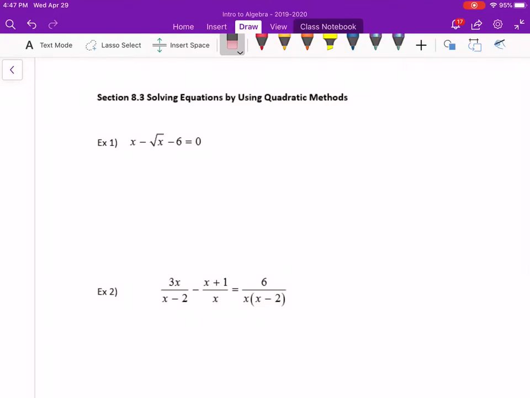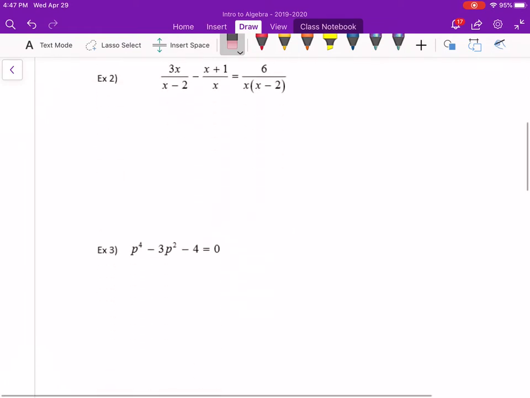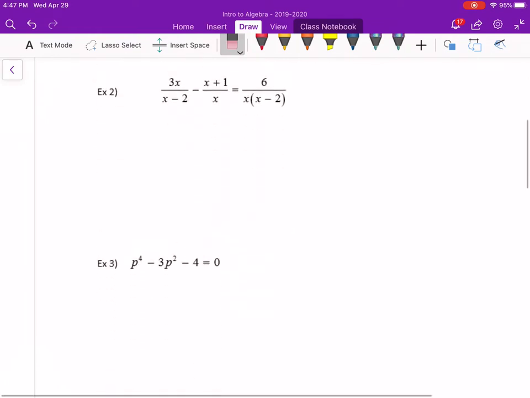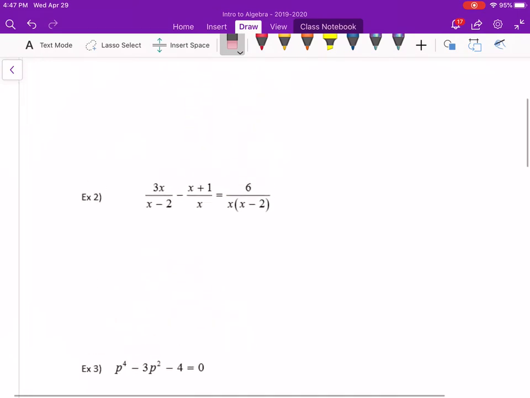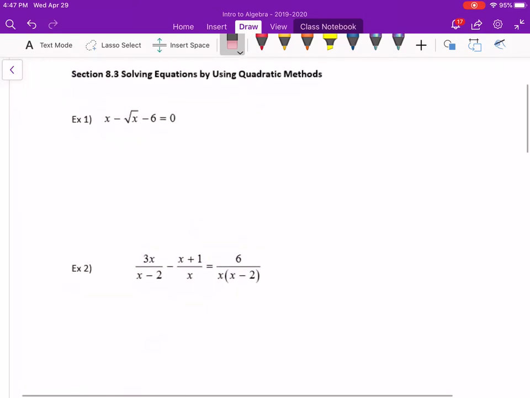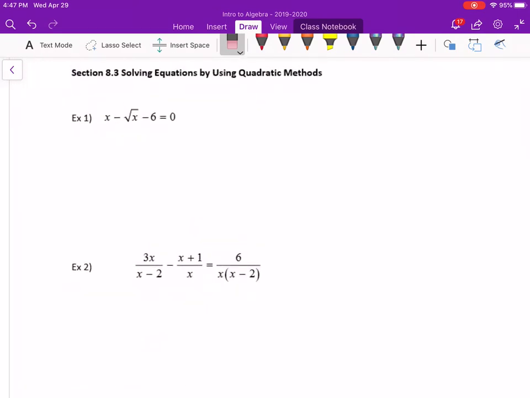All right, so we're going to look at kind of this random assortment of equations that aren't necessarily quadratics, right? There's no x to the second in example 1. There's no x to the second in example 2 or 3. There's something to the fourth, but we're using these methods that we've been using to solve quadratics throughout them.